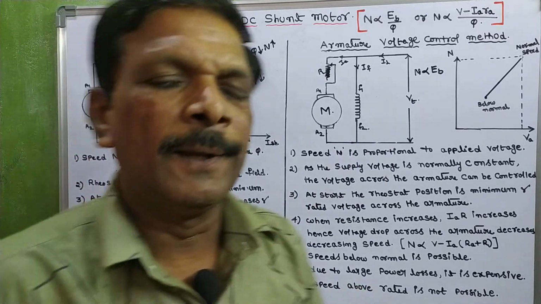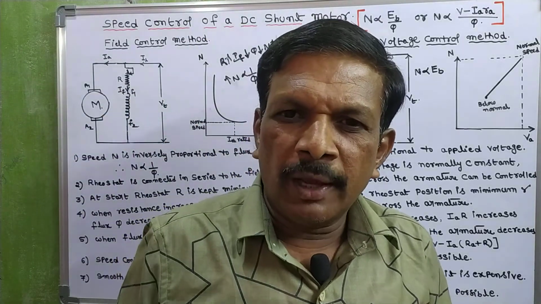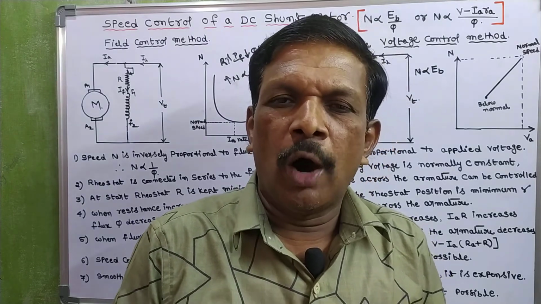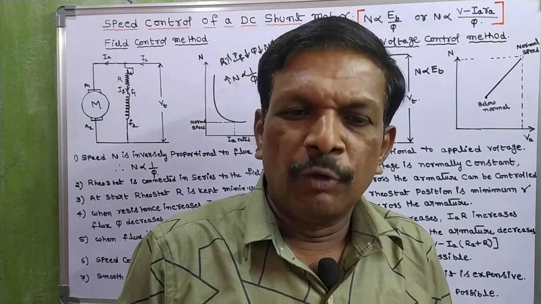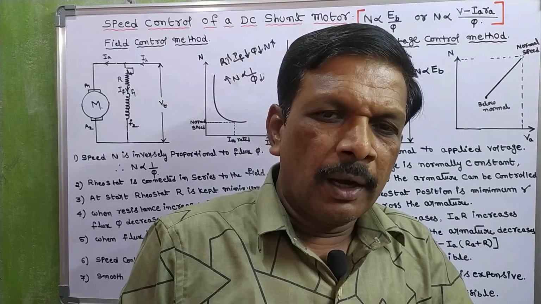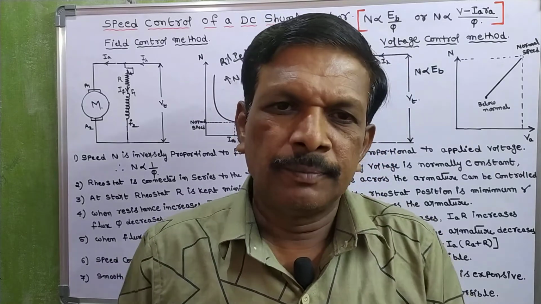So finally, with the help of flux control method and armature control method, we can change the speeds above normal speed and below normal speed.